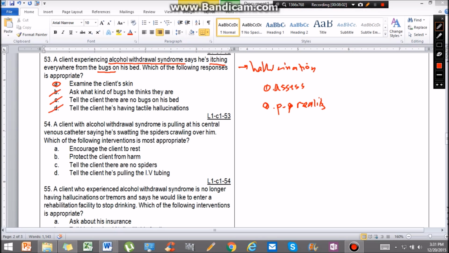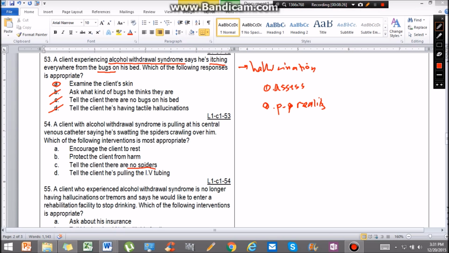Number 54. A client with alcohol withdrawal syndrome is pulling his central venous catheter, saying he's swatting spiders crawling over him. Which of the following interventions is most appropriate? A. Encourage the client to rest. B. Protect the client from harm. C. Tell the client there are no spiders. Or D. Tell the client he's pulling the IV tubing.